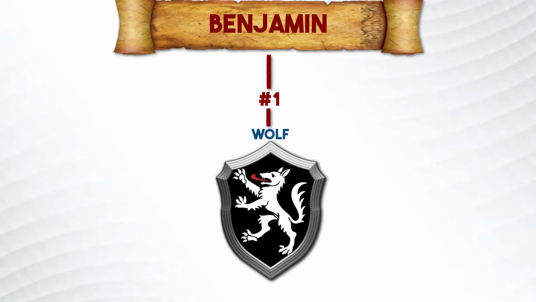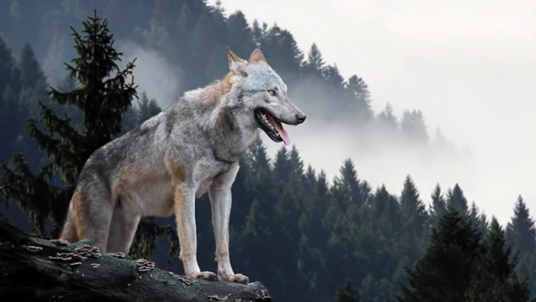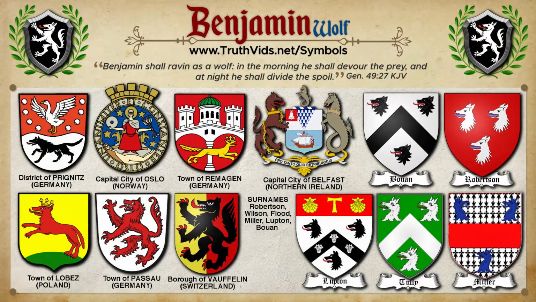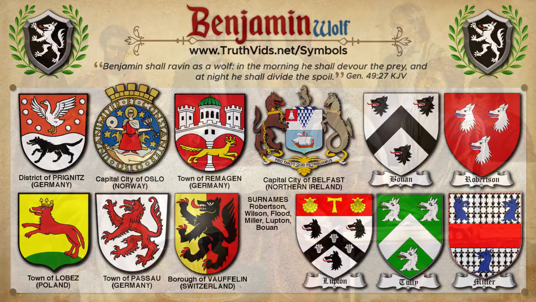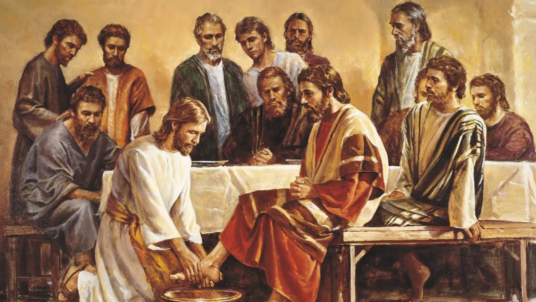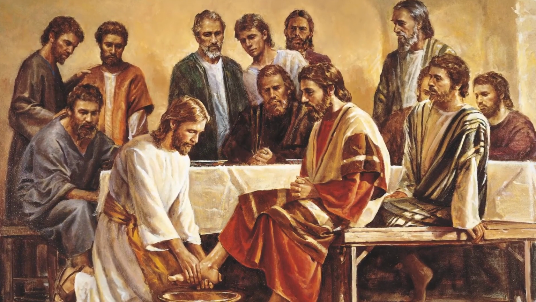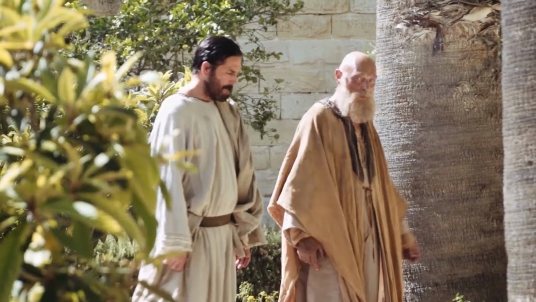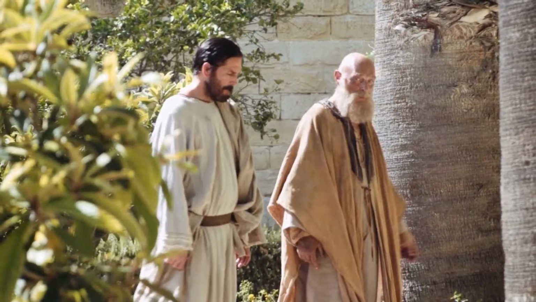Lastly, Benjamin, he had just one symbol, the wolf. Now this is the prophecy that Benjamin would be a wolf and divide the spoils. The wolf symbol appears on the capital city of Norway's Oslo's coat of arms, and quite a lot of surnames do have wolves upon them. It should be noted that all the apostles except Judas Iscariot were of the tribe of Benjamin, even including Paul of Tarsus, as Christ said he chose them all.